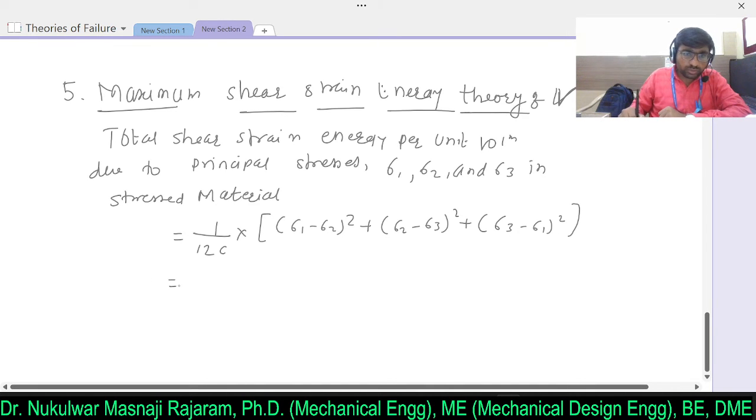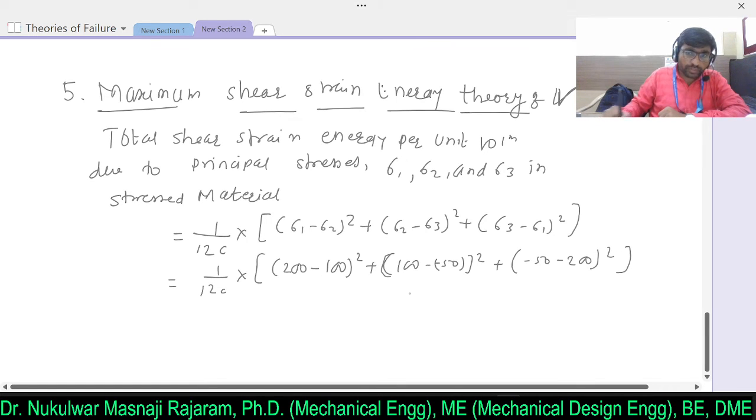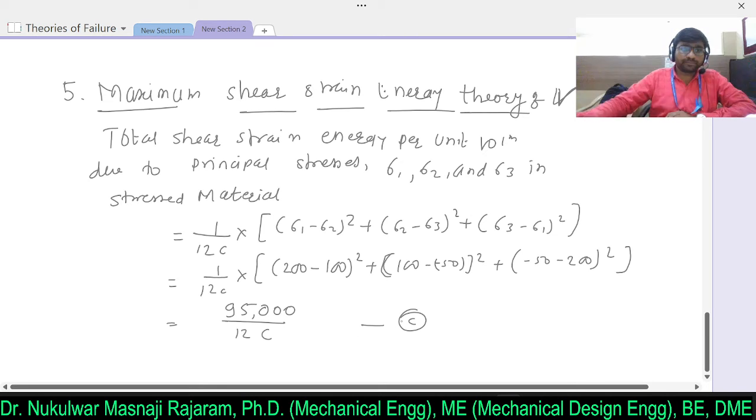Clear? So just put in all the values: 1 upon 12G into (200 minus 100) whole square plus (100 minus minus 50) whole square plus (minus 50 minus 200) whole square. Clear? So this value will be near about 95,000 divided by 12G. Let's say this is equation C.